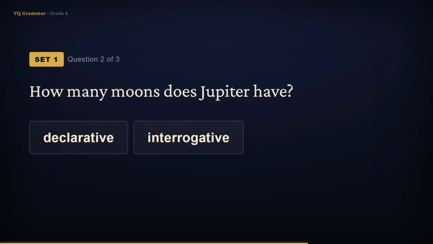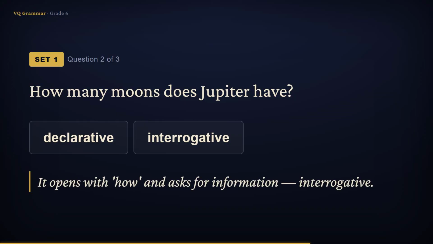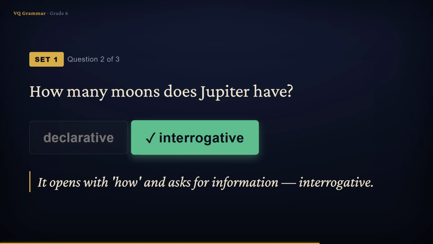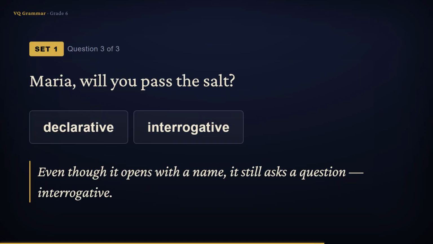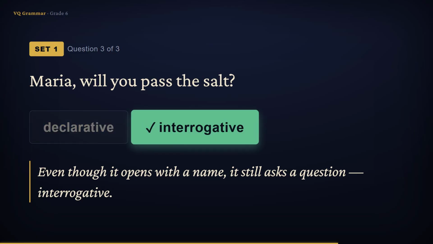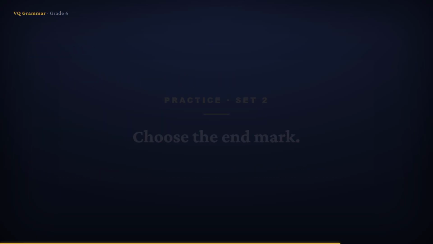How many moons does Jupiter have? This one opens with the question word how, and it's clearly reaching for an answer. It ends with a question mark, so the answer is interrogative. Maria, will you pass the salt? Careful here. It begins with a name, Maria, which might feel like a statement, but the heart of it, will you pass the salt, is a question, and it ends with a question mark, so the answer is interrogative.